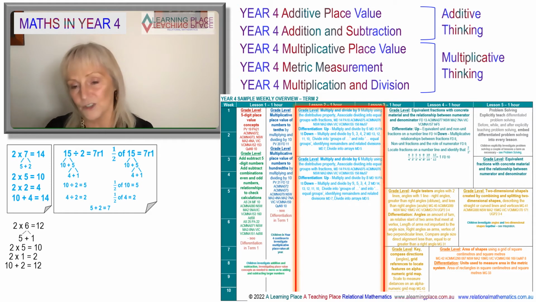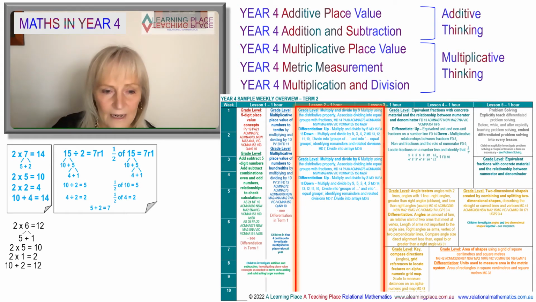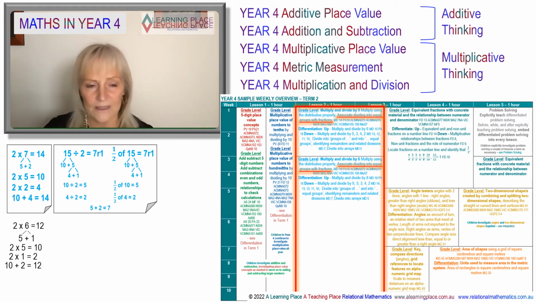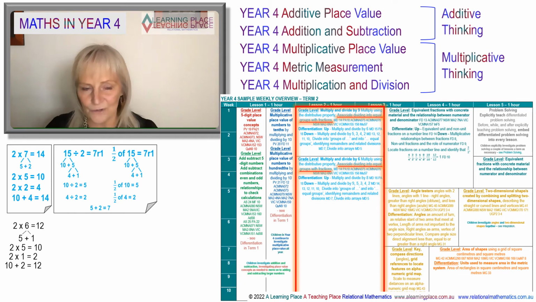It works for division too, because if I divide by 2, I'm actually finding a half of the number. So here where it says relating it to fractions, I'm relating dividing by 2 to halving. Then when they get to year 5 and 6 and they have to multiply by a fraction, they know that when they divide by 2, they're multiplying by a half. So it all just flows.